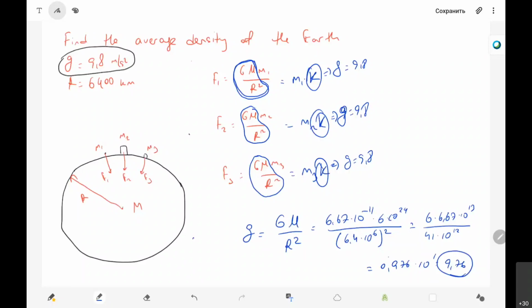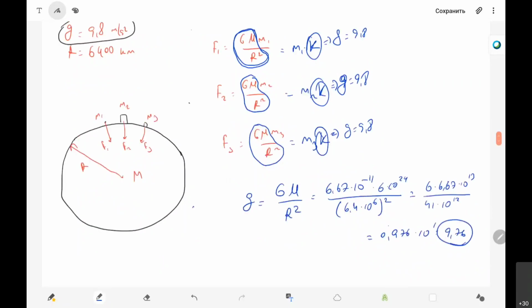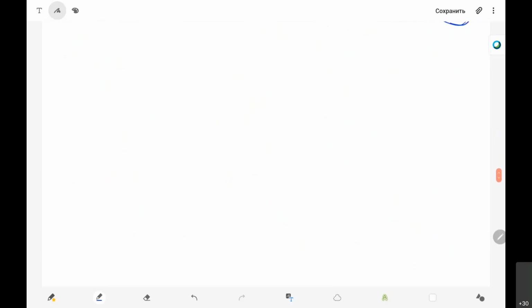Okay, let's continue. We know what small g is. Now we need to find the average density of the Earth. First, what is the density? Density is mass divided by volume. Of course, here we cannot use data from Google. We need to use small g and the radius, which are given. The shape of the Earth is approximately spherical, so let's use this equation.